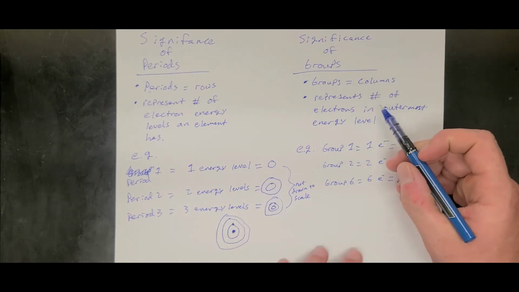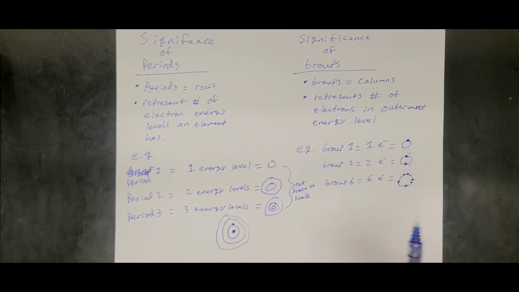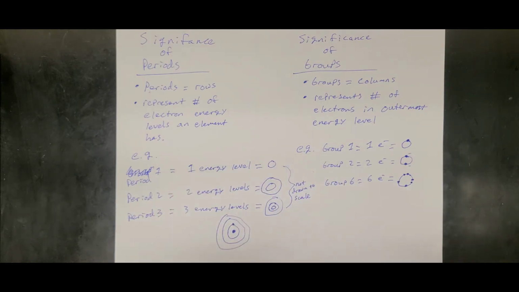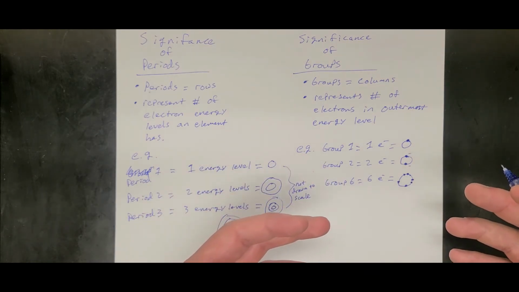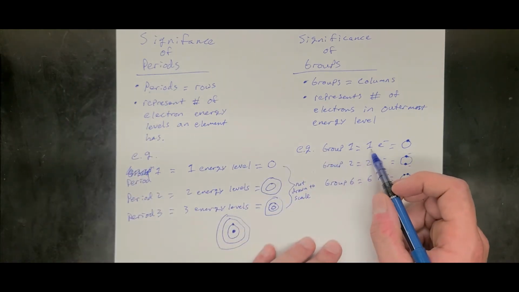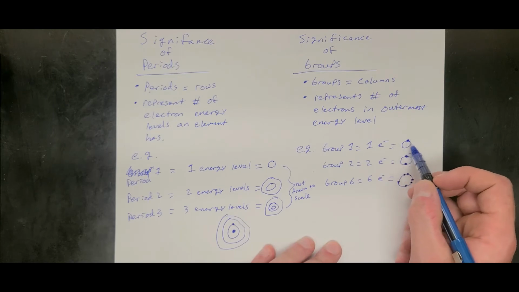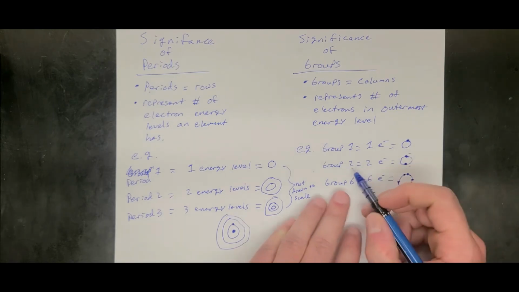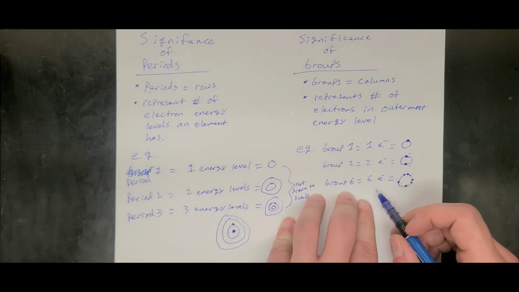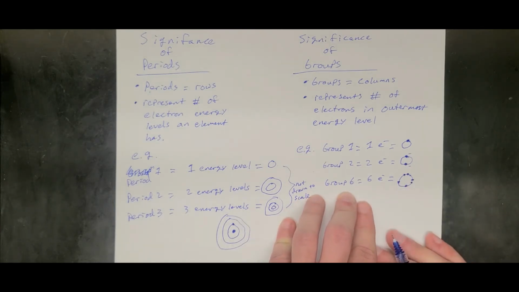Groups represent the number of electrons in the outermost energy level. Now, each element has the same number of protons as it does electrons, but these electrons are going to be organized in a certain way, and its outermost shell will tell you how that particular element will interact with other elements. So every element in group 1 will have 1 electron in its outermost shell. Group 2 will have 2 electrons in its outermost shell, and group 6 would have 6 electrons in its outermost shell.